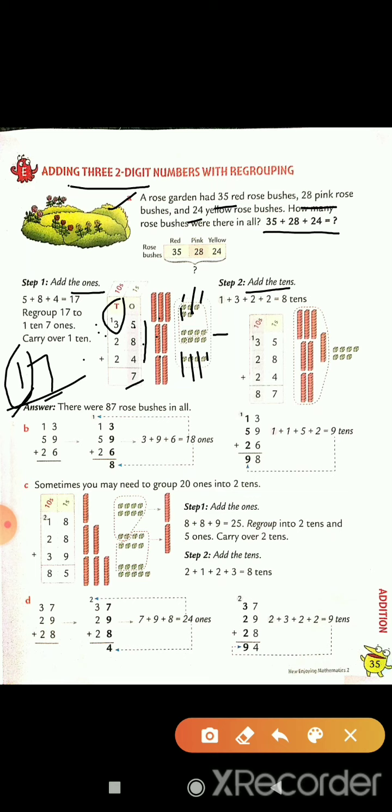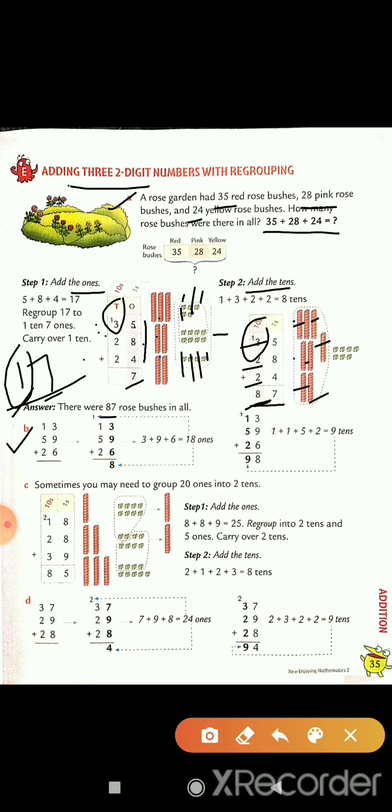So at the place of tens, 3, 2 and 2 are there, and don't forget the one which we carried to the tens column. We have to add that one also. So count them together: 1, 2, 3, 4, 5, 6, 7, 8. What we got? 8 tens. So we need to write 8 at the place of tens. So our answer is 87. So there were 87 rose bushes in all. Got it, students? Let us see one more example.